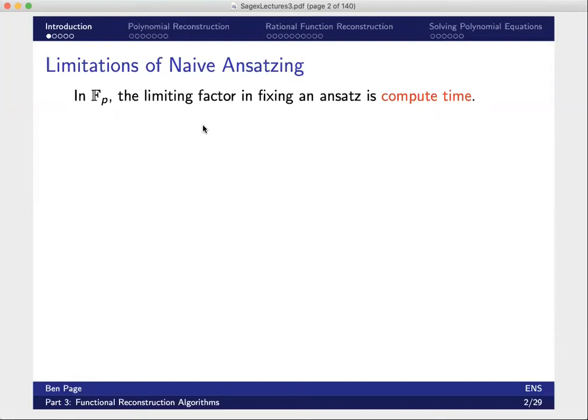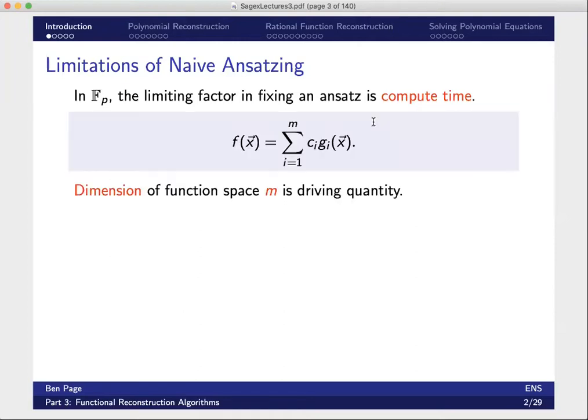So what happens if you take this project to its logical extreme and just have a bigger and bigger ansatz? Well, you will find that eventually you're going to run into some kind of compute time issue. The actual process of fixing your ansatz parameters is going to become limiting. The driving quantity in this setup is the dimension of the function space that you're dealing with, the number of parameters that you have essentially.